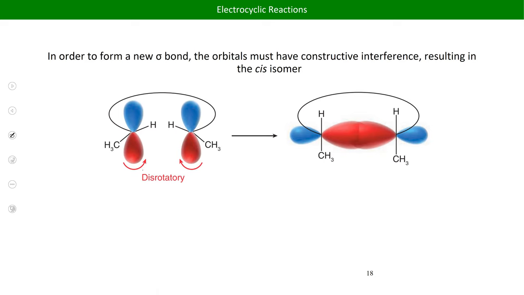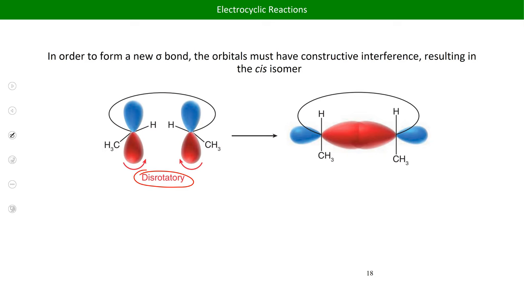we wind up needing them to rotate in what's called a disrotatory fashion. It's going to look weird. Sometimes you have to think about this because it seems obvious: if you use your thumbs for these orbitals, you're rotating them towards each other no matter what, right? But the fact that one goes clockwise and one goes counterclockwise is what makes it disrotatory.